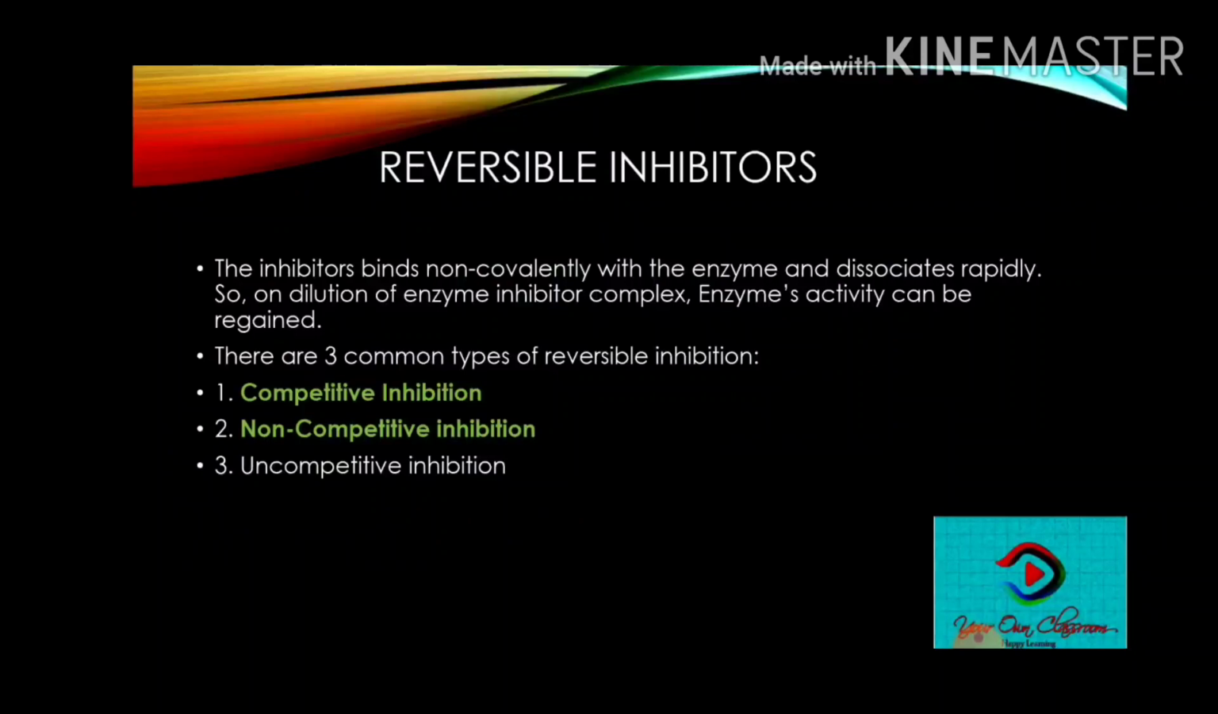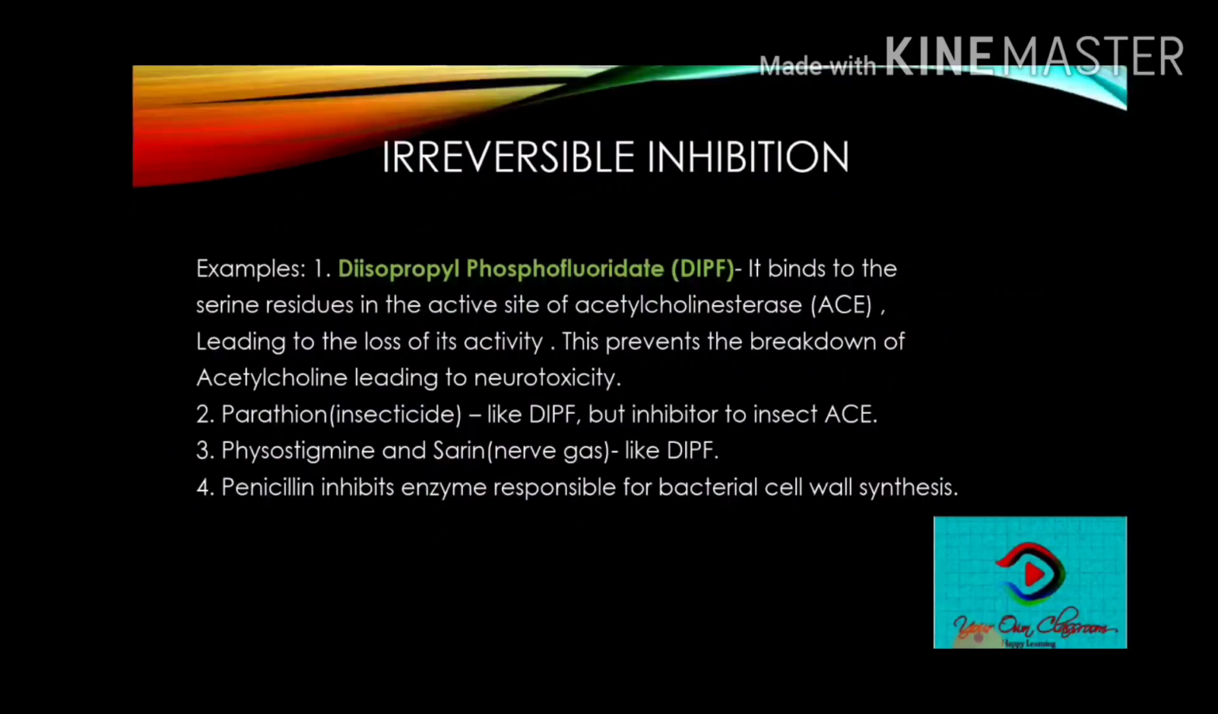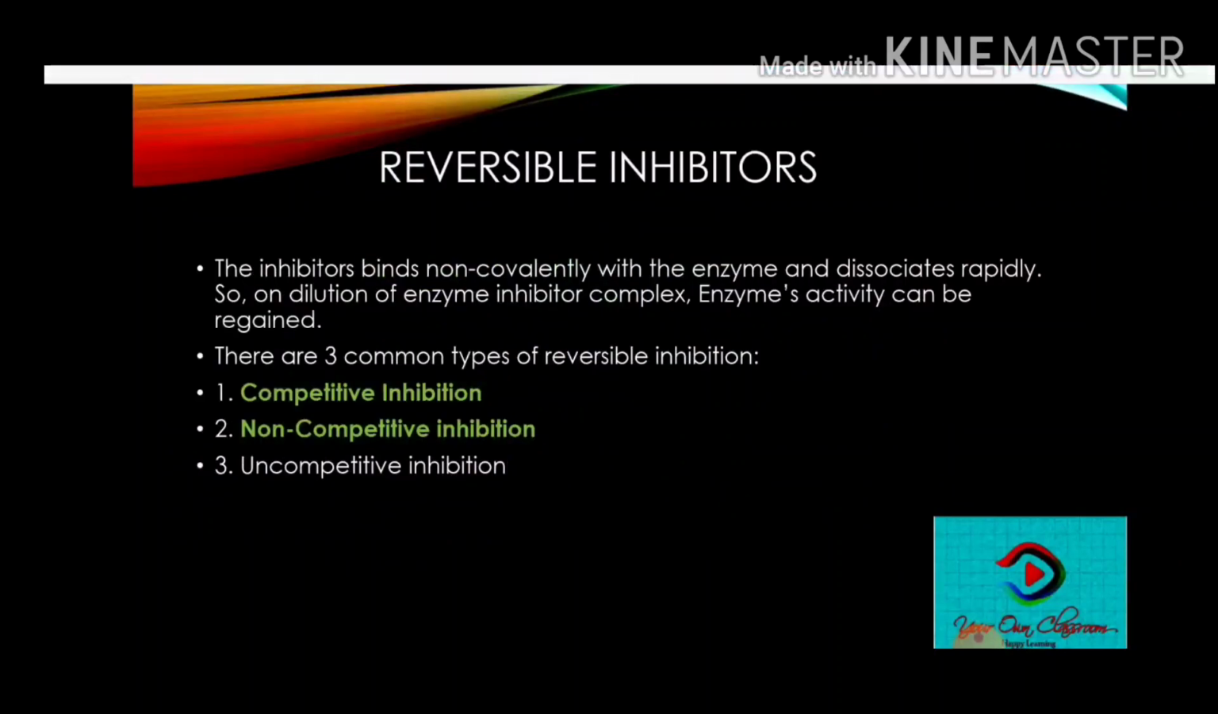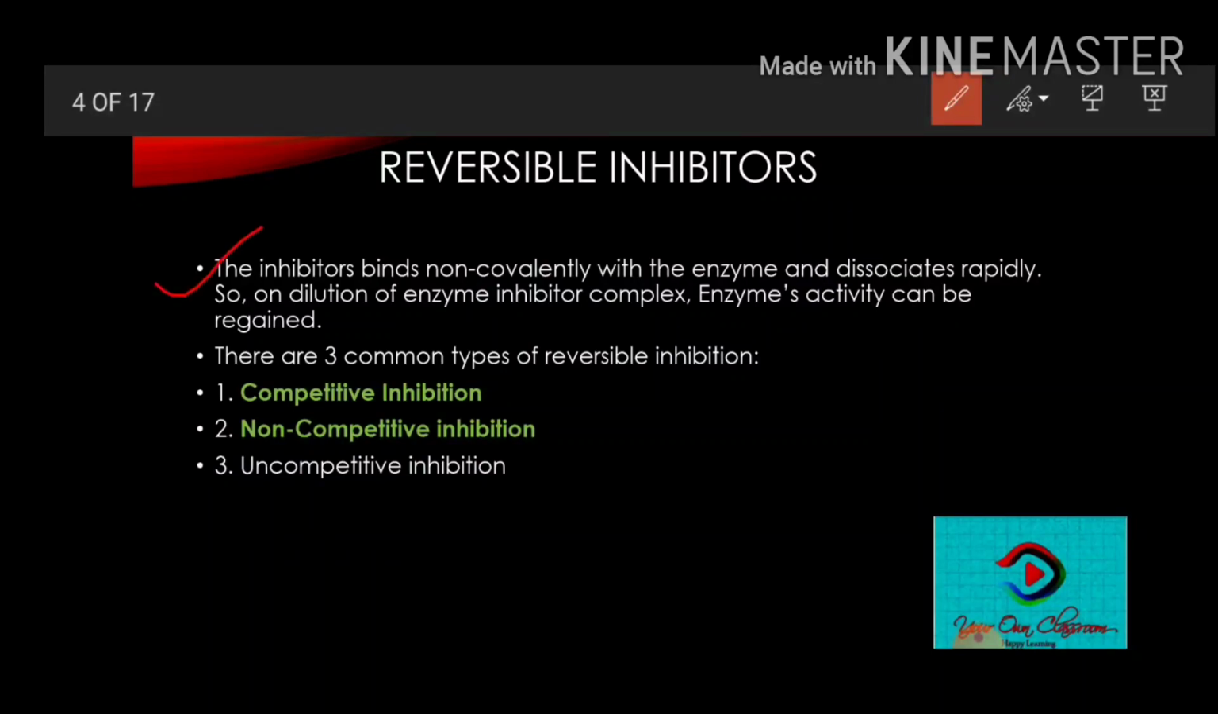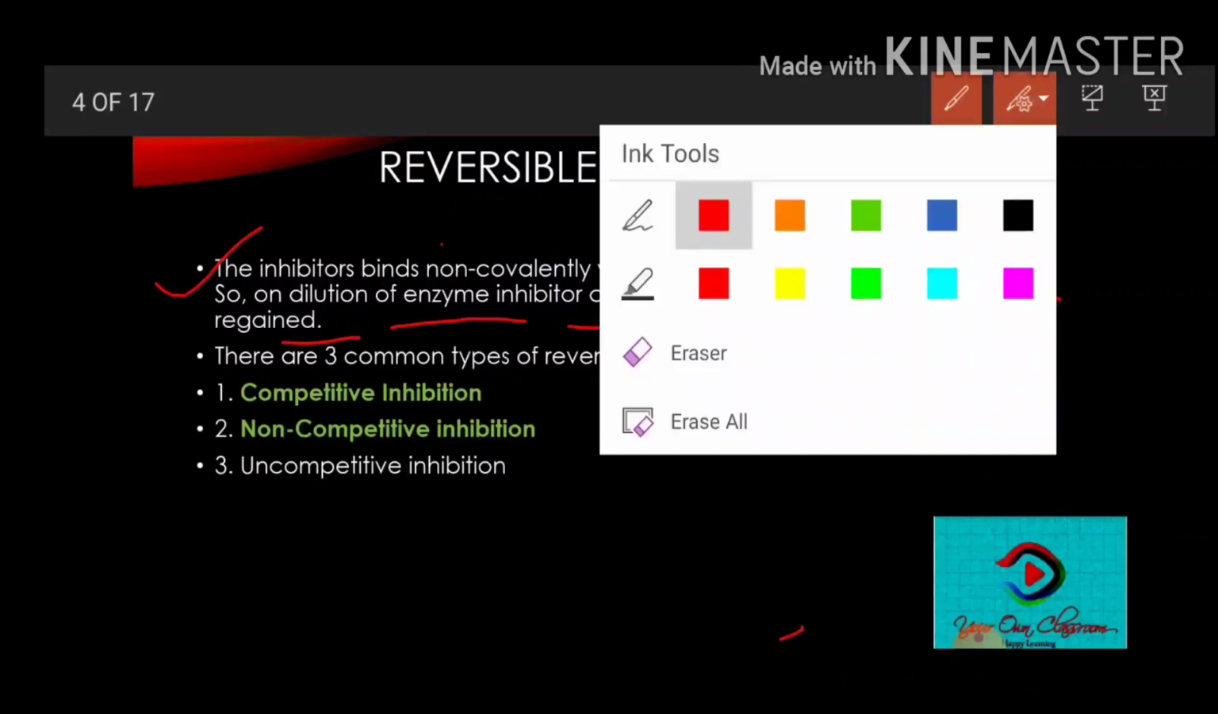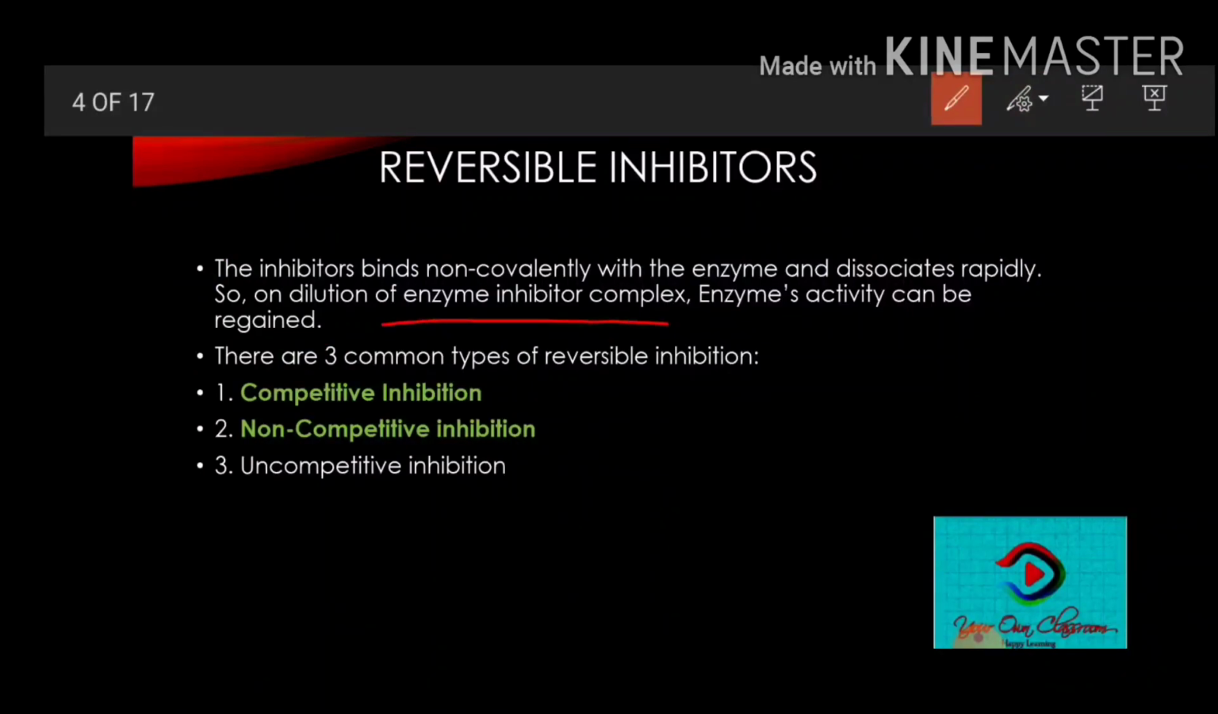And now we will look at the reversible inhibitors. Reversible inhibitors bind non-covalently with the enzyme, meaning they bind loosely with the enzyme and dissociate rapidly. So on dilution of the enzyme inhibitor complex, the enzyme's activity can be regained. What is the meaning of dilution of the enzyme inhibitor complex? It means that when we add more and more substrate, it will lead to the dilution of the enzyme inhibitor complex. This substrate would replace all the inhibitors from the active site of the enzyme and will capture the active site of the enzyme. So the enzyme's activity can be regained.